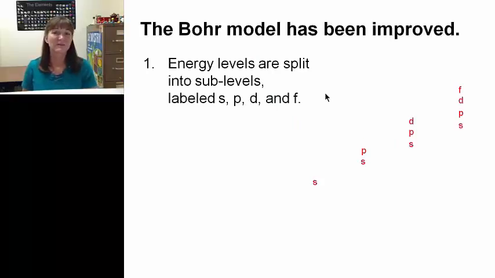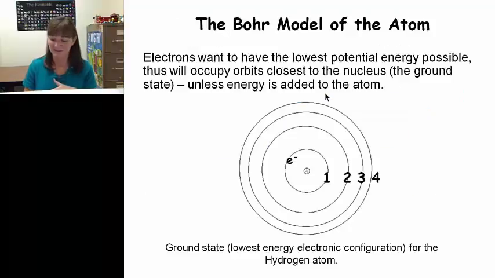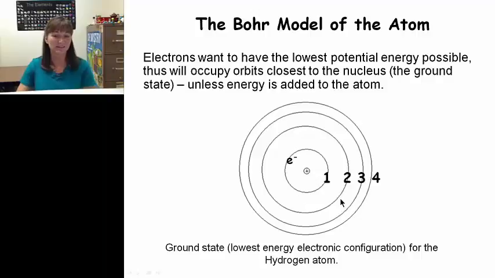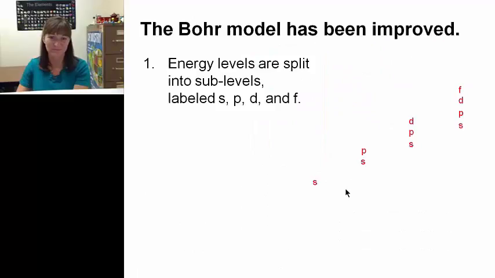So the Bohr model has been improved. We know energy levels are more complicated than that. It's not just simple orbits. In fact, we don't even call those orbits anymore. We call them energy levels. Okay, so let me go back to one of these pictures. So this number 1 would be the first energy level. 2 would be the second energy level. Okay, so we don't call them orbits anymore. The energy levels are split into sublevels, and those sublevels are labeled S, P, D, and F.